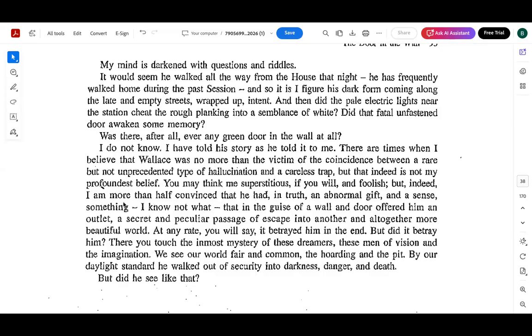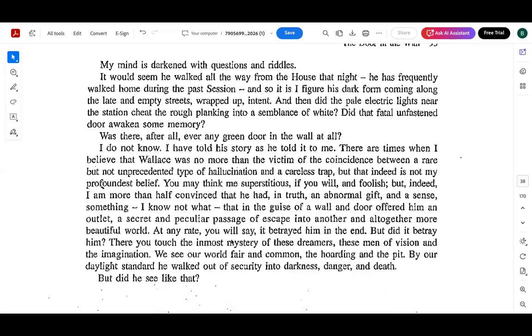"But indeed, I am more than half convinced that he had, in truth, an abnormal gift and a sense of something, I know not what, that in the guise of a wall and a door offered him an outlet, a secret and a peculiar passage of escape into another and altogether more beautiful world. At any rate, you will say it betrayed him in the end, but did it betray him?" But now again, he's quite skeptical. Throughout the story, you'll find him doubtful, questioning. He remains cynical at the same time.